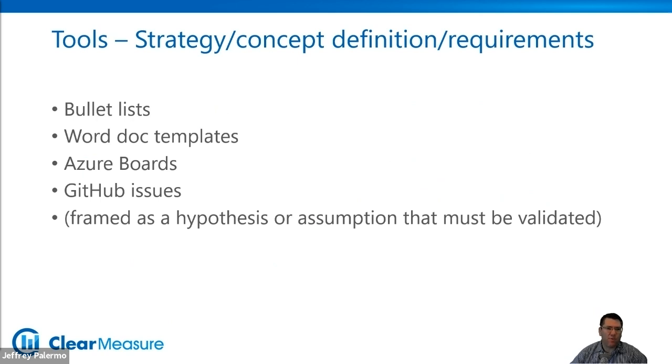So for the strategy level, concept definition, requirements, good old bullet lists are really good. Word doc templates, Azure Boards is really great at tracking those. If you're using the default setup, that is going to be the Epic board that you'll use for that. GitHub issues, and you can tag them as ideas, hypotheses. But every one of these, remember, frame it as a hypothesis or an assumption, and it must be validated. We're all making assumptions. We're making educated guesses based on all the information that we have available to us.